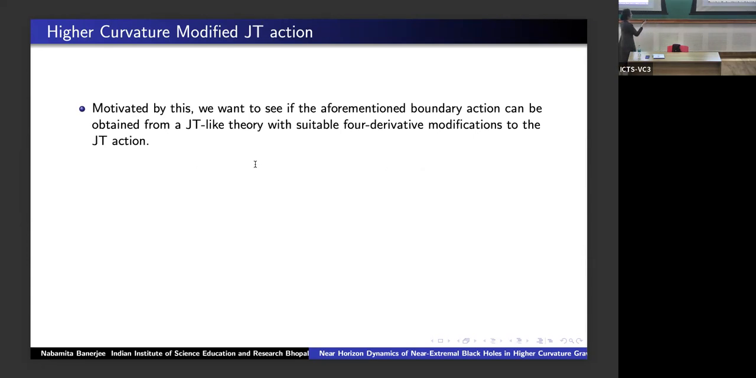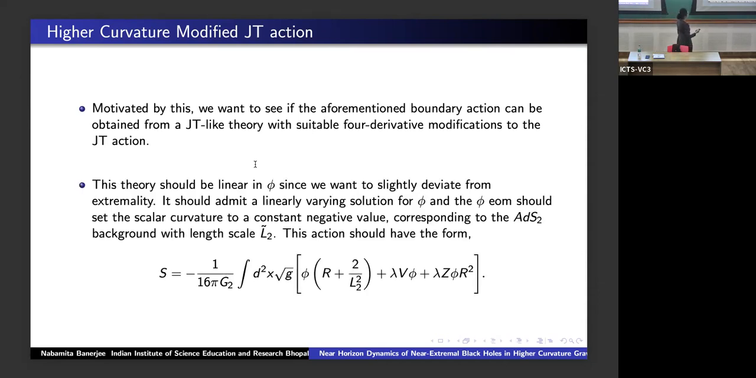Okay, so this is what I would just say for higher curvature gravity, how things are modified. Motivated by this two-derivative analysis, we want to see if this boundary action can actually be obtained from a JT-like theory, now with suitable four-derivative modifications to the action. And the modification that we propose is the following. So here V, R, and Z are constants that one needs to fix, and we will fix them appropriately so that we get the right boundary term that I showed you earlier. And as I was saying, keeping in mind that we are in 2D, only one higher-derivative term after field redefinition is possible, and that's just R squared.